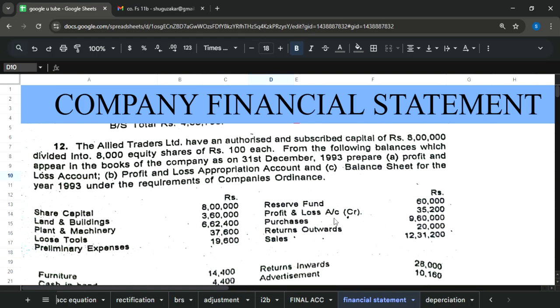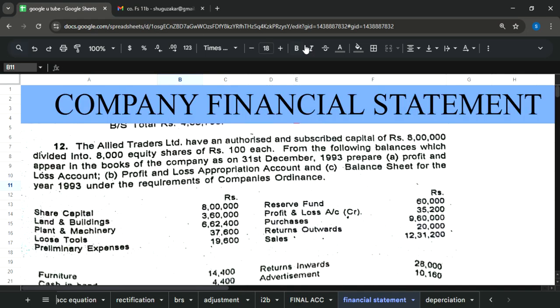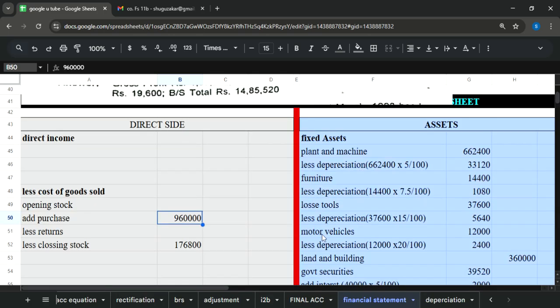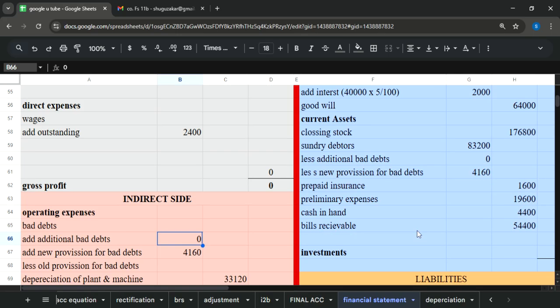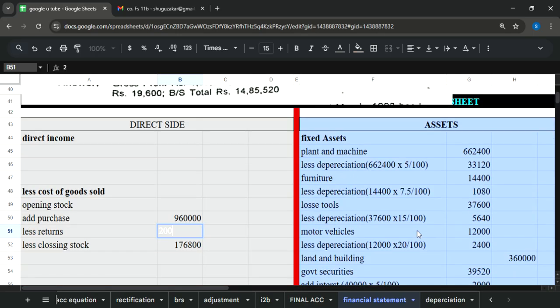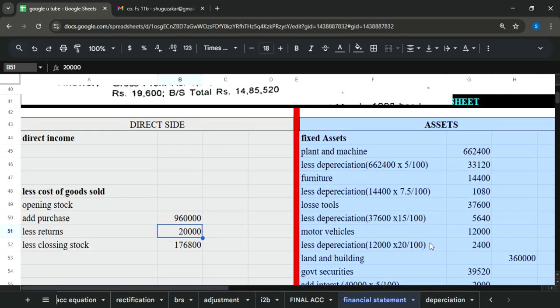After that, purchases 960,000. The place of purchases is already fixed, 960,000. Then we have written out. These are purchases written out. Its place is also fixed, 20,000. In the direct side, cost of goods sold statement, written out, recorded. Sales, next, 1,231,200.